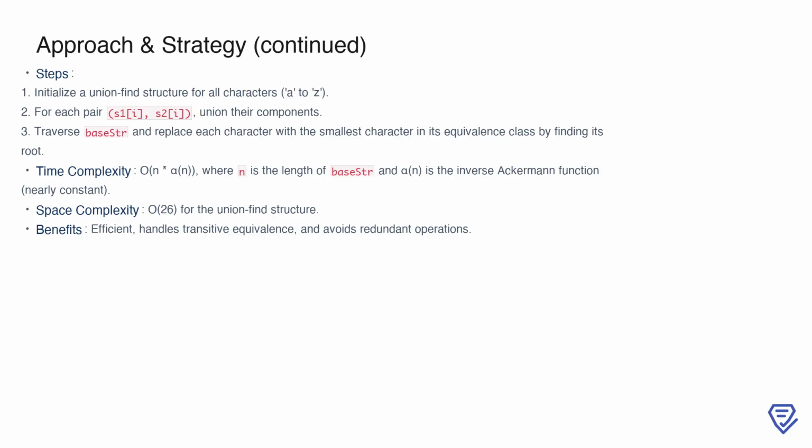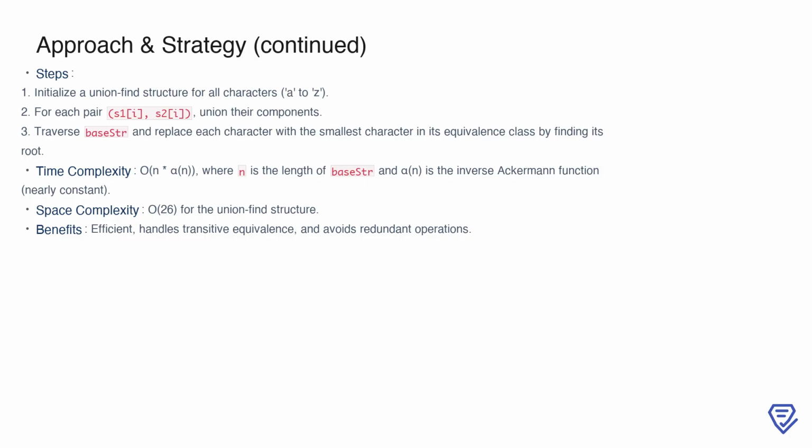For each character in base str, we use the union find structure to determine the root of its equivalence class, which represents the smallest character in that class. By replacing each character with its smallest equivalent, we construct the desired output string.